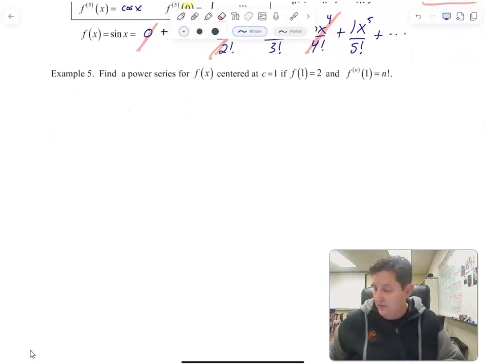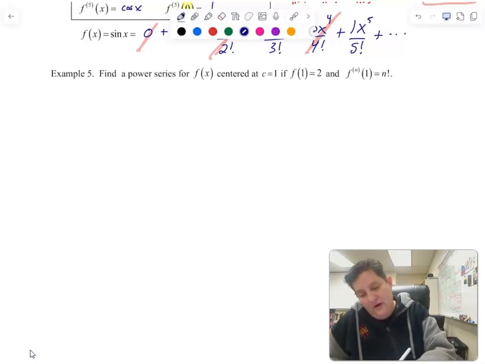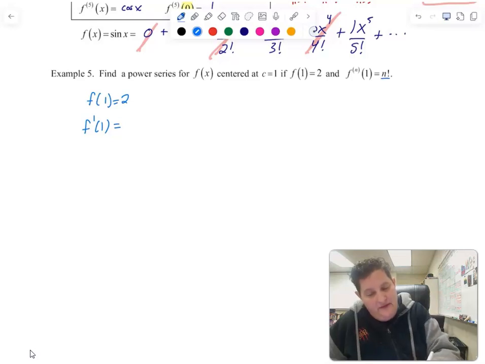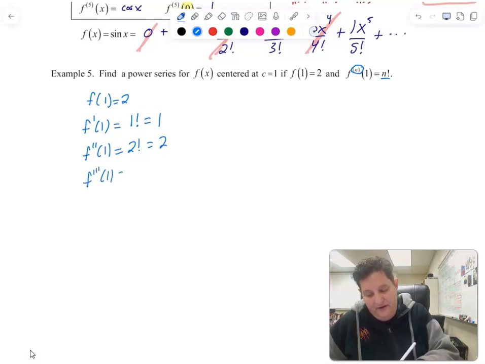All right, so now we have this kind of problem here. Let's list these out real quick. F of 1 is 2. Now f prime of 1 means it's n factorial, and that's n. So that means it's 1 factorial, which is 1. F double prime of 1 is 2 factorial, which is 2. F triple prime of 1 is 3 factorial, which is 6.